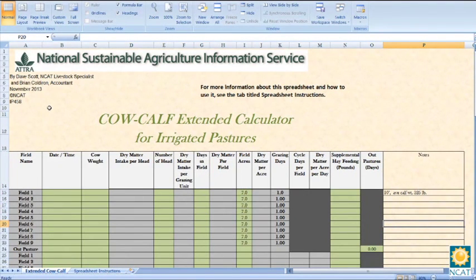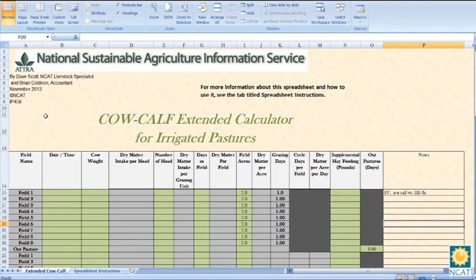The calculator has been developed from a spreadsheet we have used for the last 10 years on our farm. Thanks to Brian Coldiron of NCAT for taking our humble spreadsheet and making it much more user-friendly. You can use this calculator to validate that your stocking rate is correct.